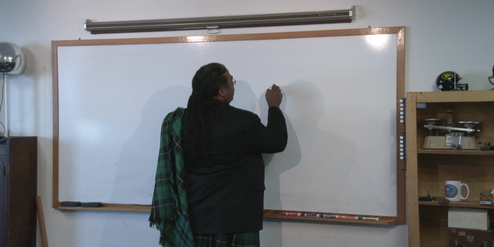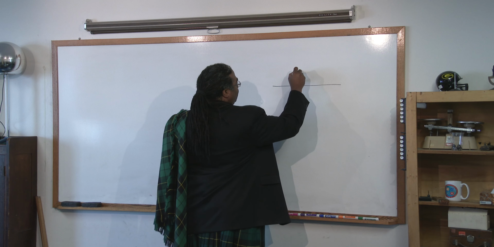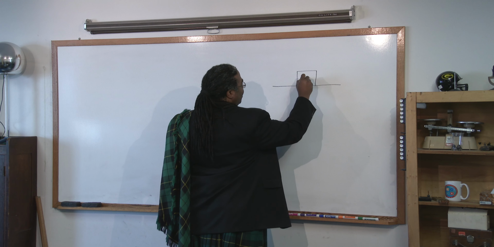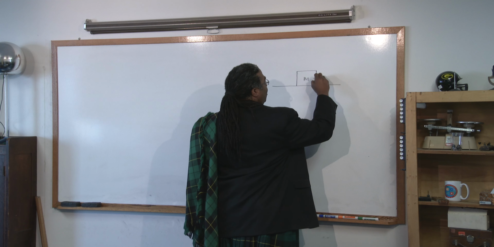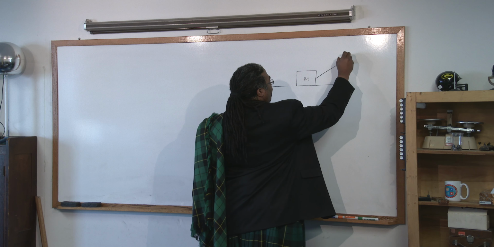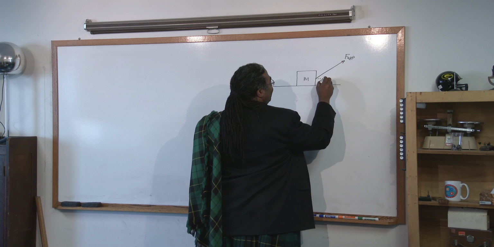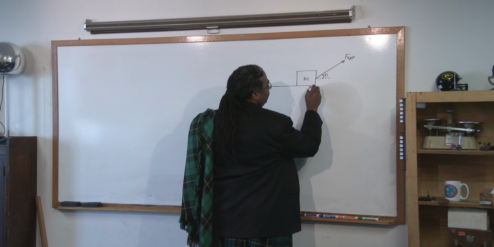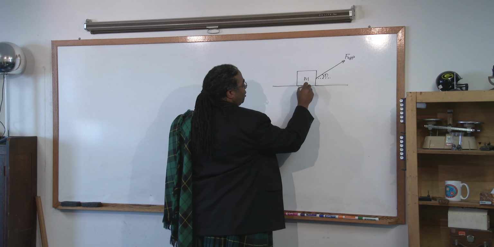So what we'll do here is we'll add a block on a table, and we'll say it's a mass M. And let's even throw in a force that's applied, and we'll make it at an angle theta with respect to the horizontal. That good? Okay, but we're also going to add friction.